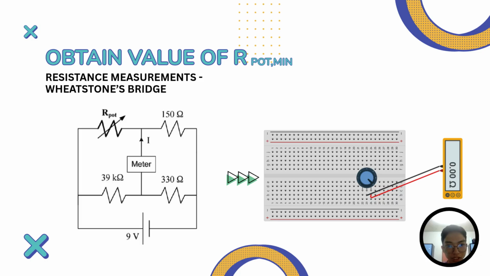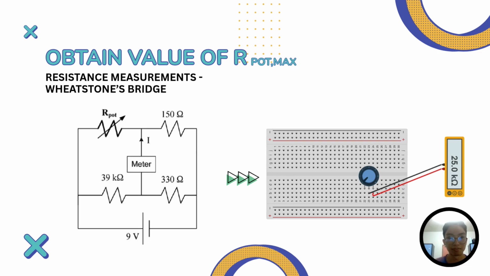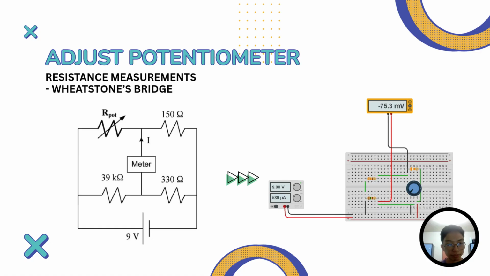In the experiment, the second step is to obtain the minimum value of the potentiometer resistance, which is 0 ohm. Besides that, we also need to measure the maximum value of the potentiometer resistance, which obtains the value of 35 kilo ohm. Then, the circuit is prepared on the digital platform of Tinkercad.